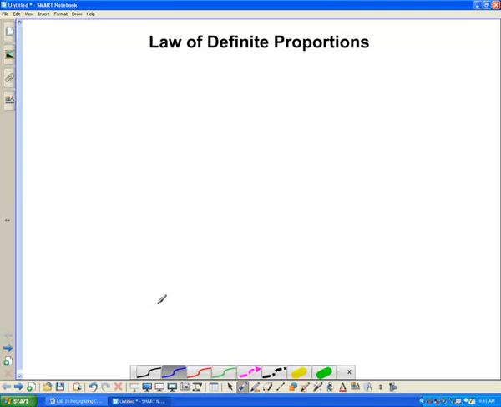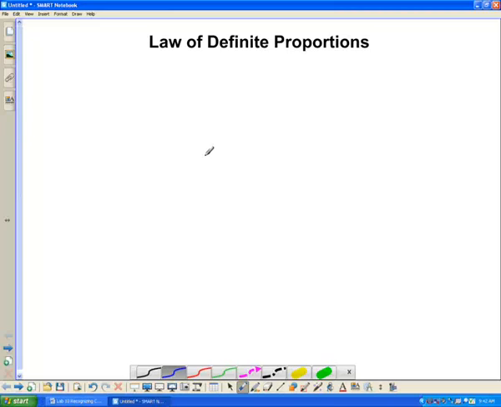Hello everybody, this is Dr. Pennington again, and I am going to talk to you about two fundamental chemical laws today that go part way to describing why elements bind the way they do to form compounds.